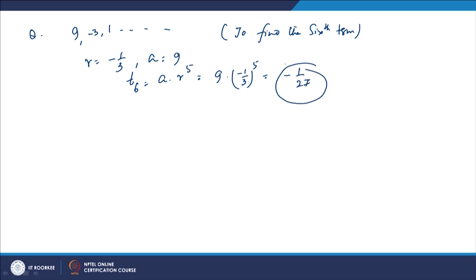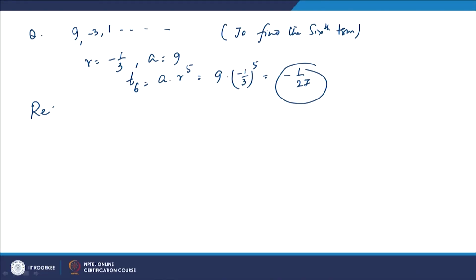So this way you can use such progression formulas to find any particular term, or even find the sum of the first 10 terms, using formulas like a into 1 minus r to the power n by 1 minus r. Now the next type of progression, which is also very popular in financial studies, is the recursive progression.